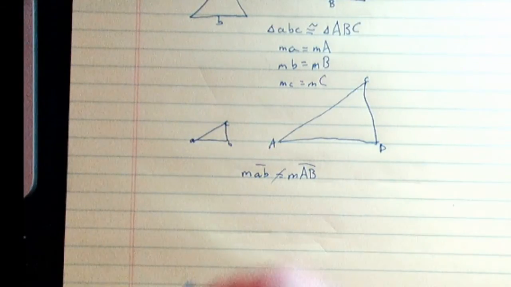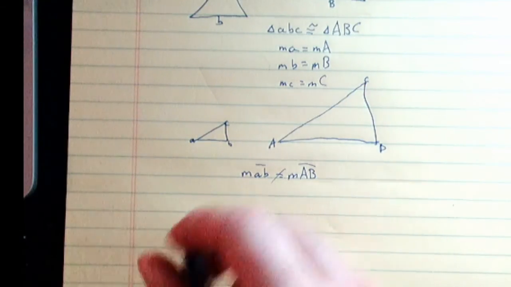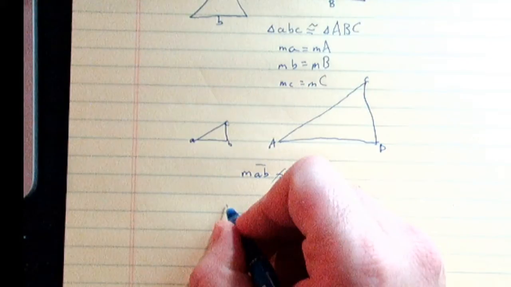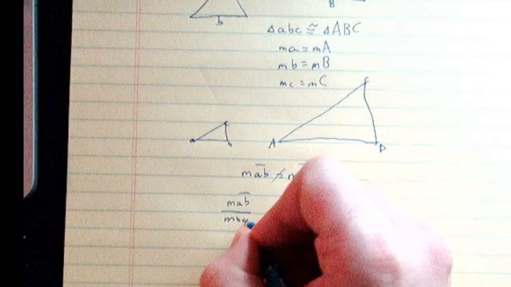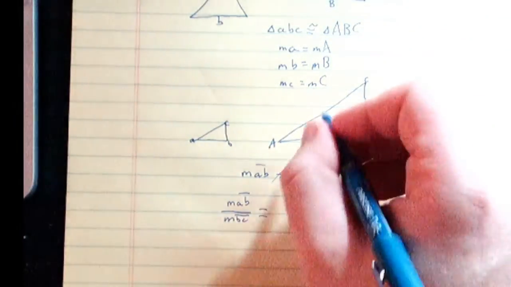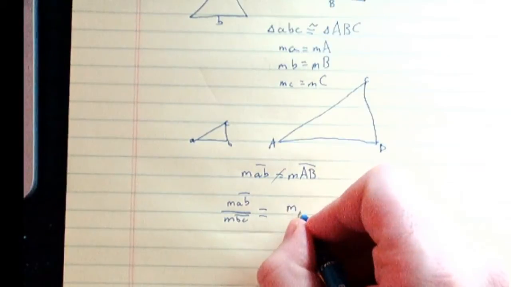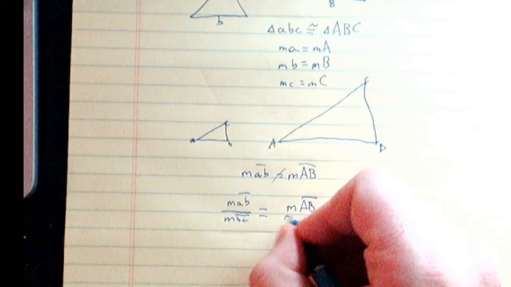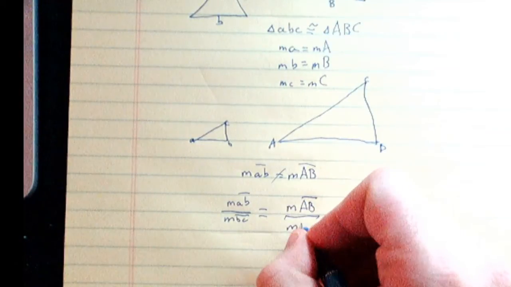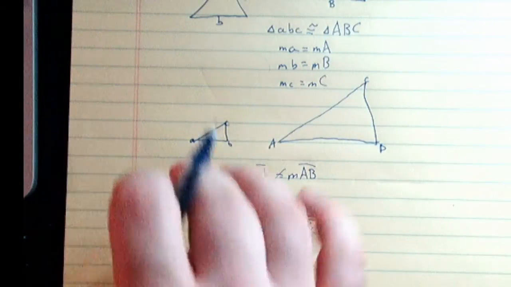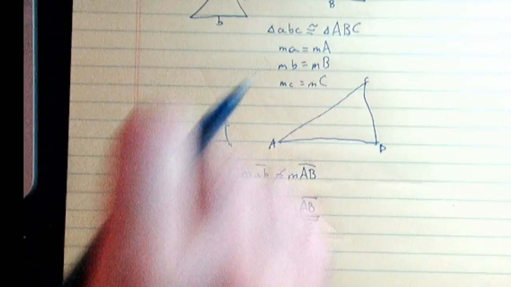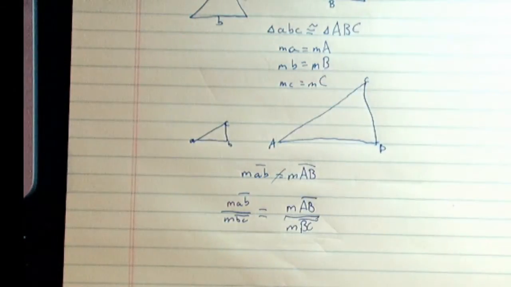Now, what does it mean that these triangles are similar? What that means is if I take any two of the sides and make a ratio out of them, so if I say, for example, measure AB divided by measure BC, that will be exactly the same as the corresponding ratio on the other triangle. So it isn't that the sides are the same, it's that they have the same proportions. This side to this side is the same proportion as this side to this side. And that's actually really a useful concept.